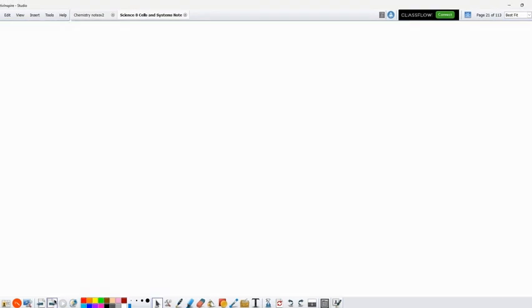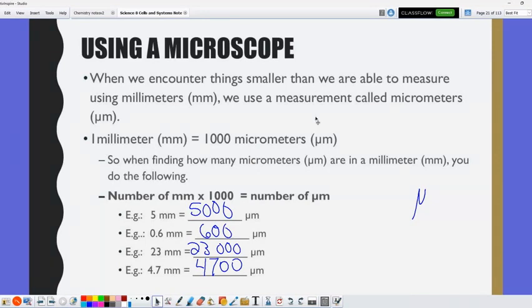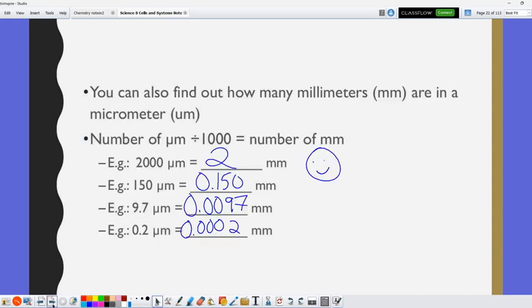And when we encounter things smaller than we're able to measure using millimeters, we use a measurement called micrometers. 1 millimeter equals 1,000 micrometers, so as you change from millimeters to micrometers, you multiply by 1,000. We saw the field of view for low power is 4 millimeters, so it would be 4,000 micrometers, and for a medium powered lens, it's about 1.5 millimeters, so about 1,500 micrometers. We did some calculations with this, and we can go the other way around as well.